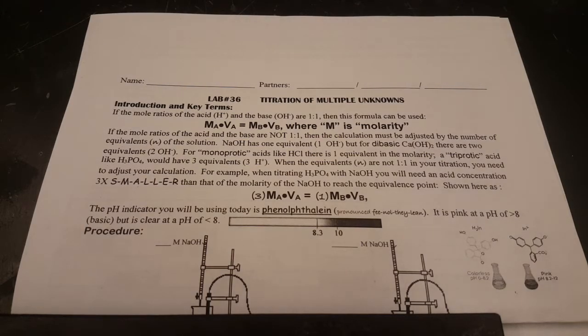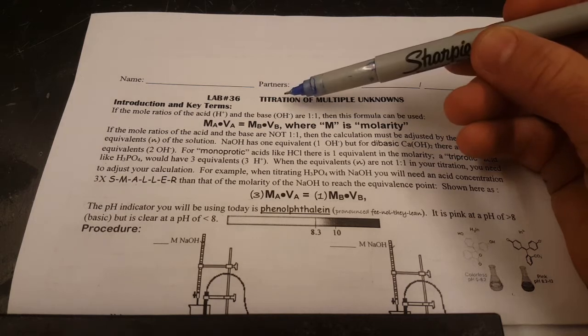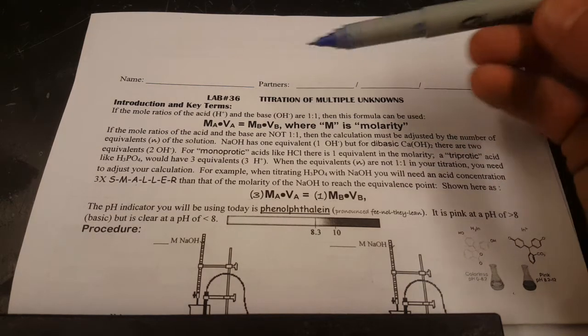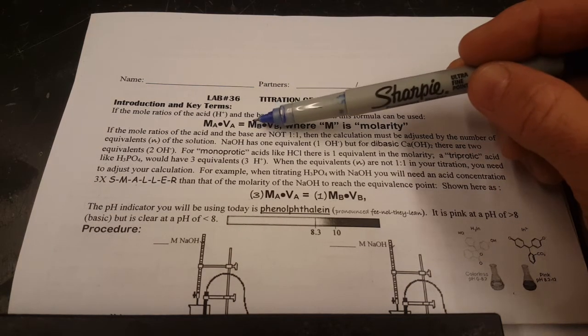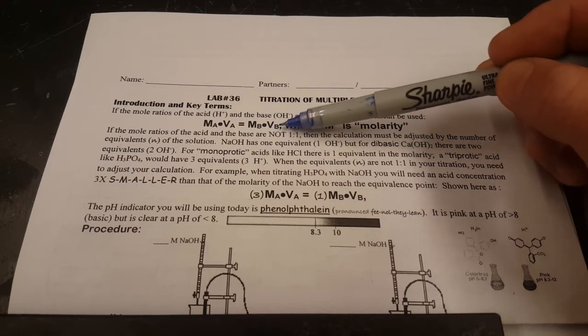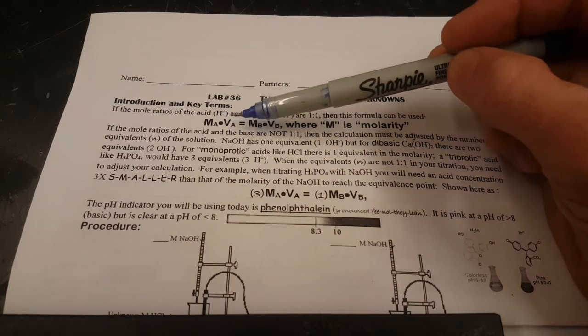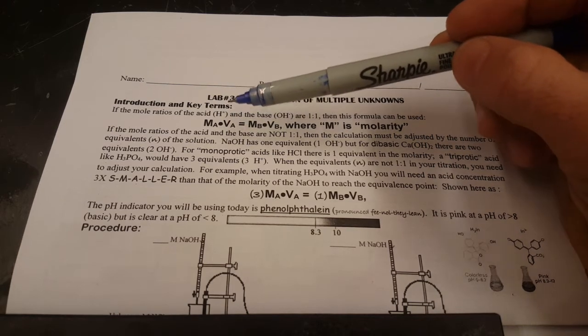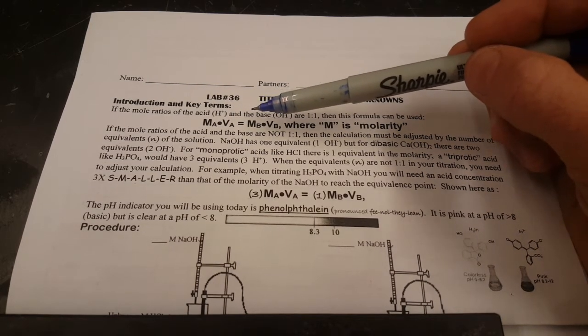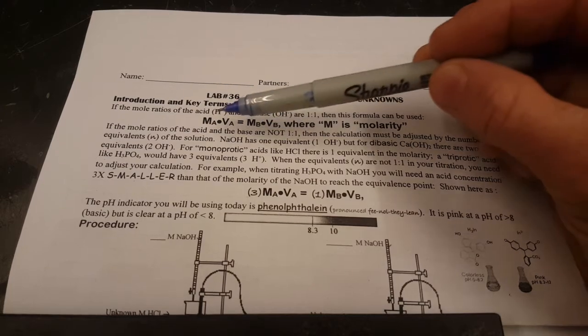Welcome to Lab 36, which is titration. As simply put as I can possibly make it, titration just means you're going to figure out an unknown molarity of a base or the unknown molarity of an acid. You're going to do it with a known molarity of a base or an acid.